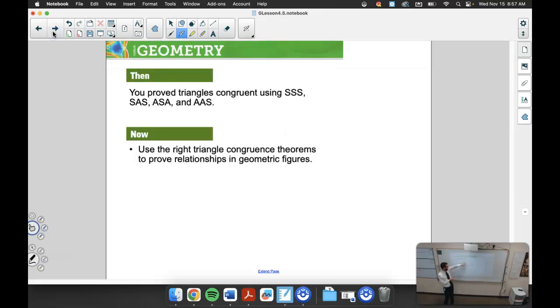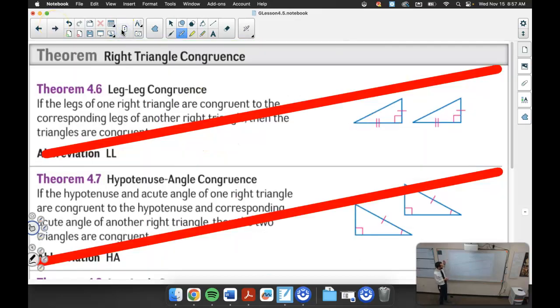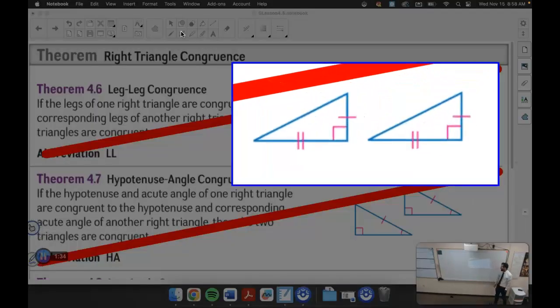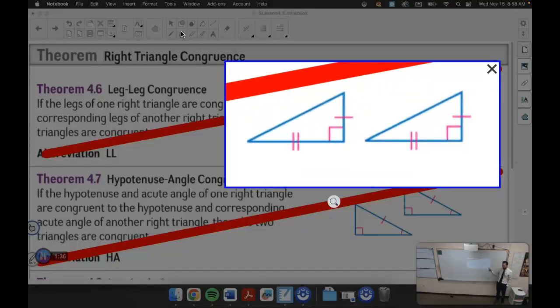So we've learned these before, and there's really one other one. I put these all up here, and I want to make sure you see this. Does everybody see this? They call this leg-leg congruence. But really, what's happening here? This is just side angle side.